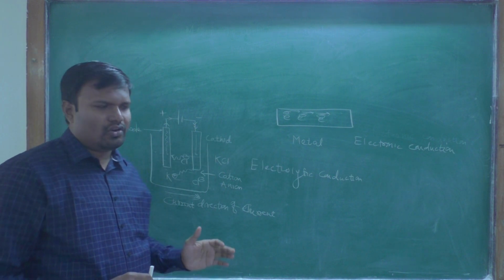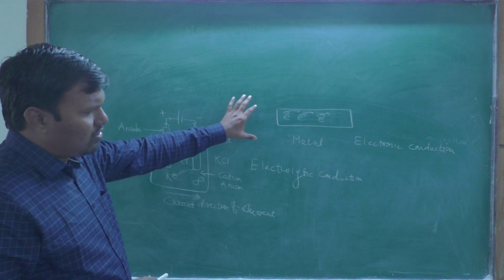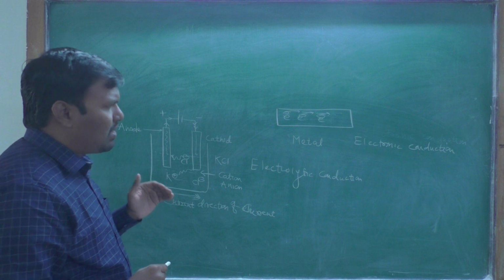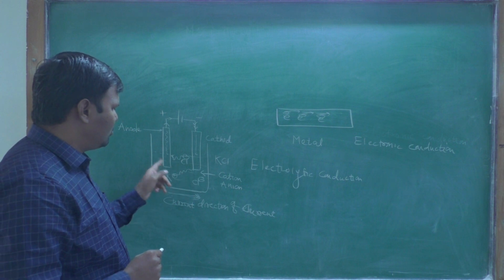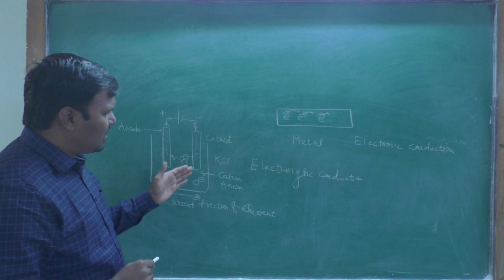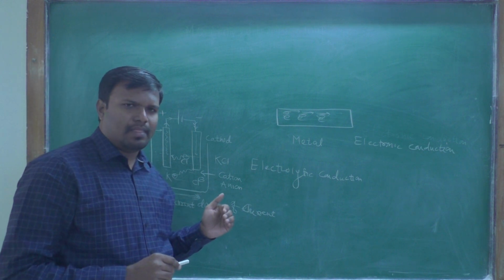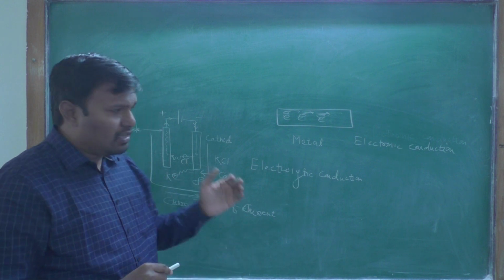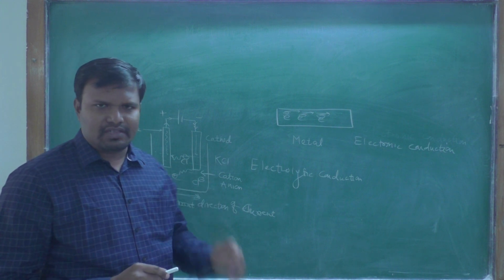In both conductions, current flows. In electronic conduction, current flows by the actual movement of electrons from this region to this region. In electrolytic conduction, current flows due to the migration of ions. One thing you should notice is that electrons are very small in size compared to cations and anions. Therefore, the speed of electrons is more than that of cations and anions.